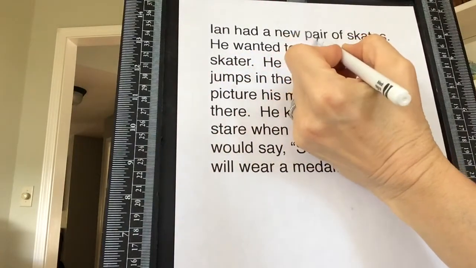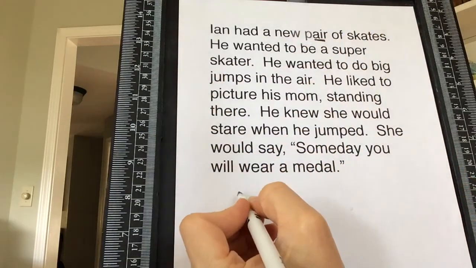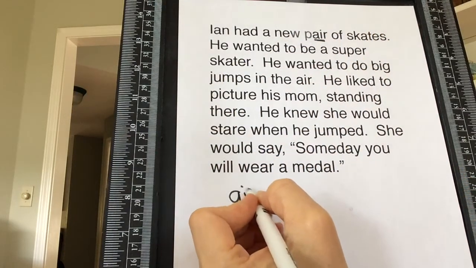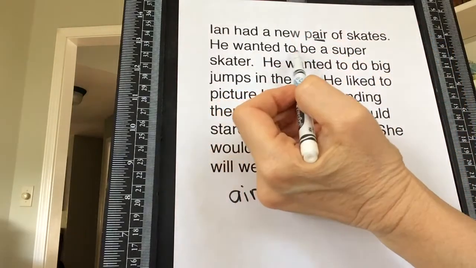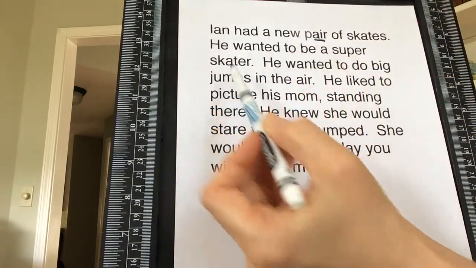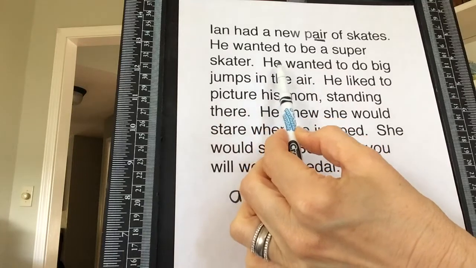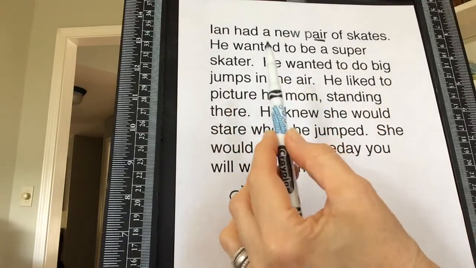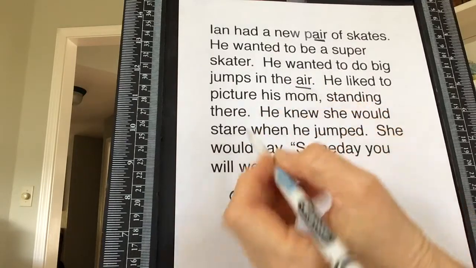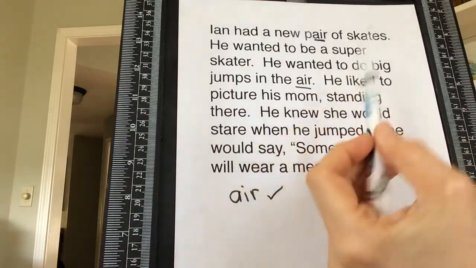So, Ian had a new pair of skates. Here's that word pair, and here the air is spelled A-I-R. We're just going to write that down so we remember that. He wanted to be a super skater. We don't have any in that one. He wanted to do big jumps in the air. There's another one, and look, spelled the same way. We'll put a little check there.